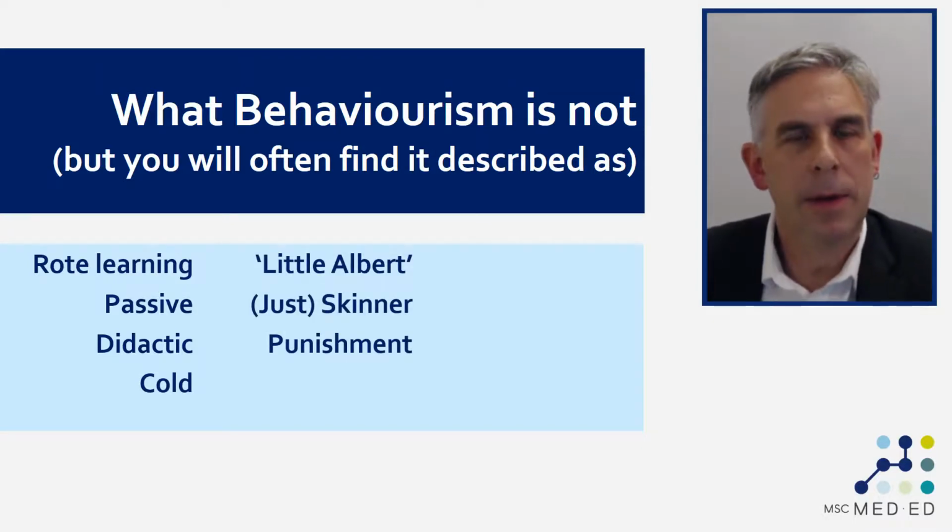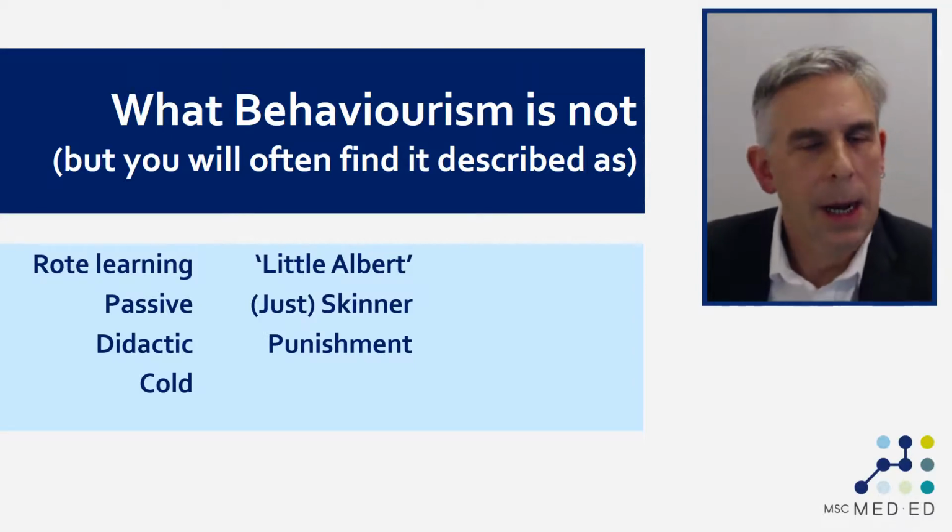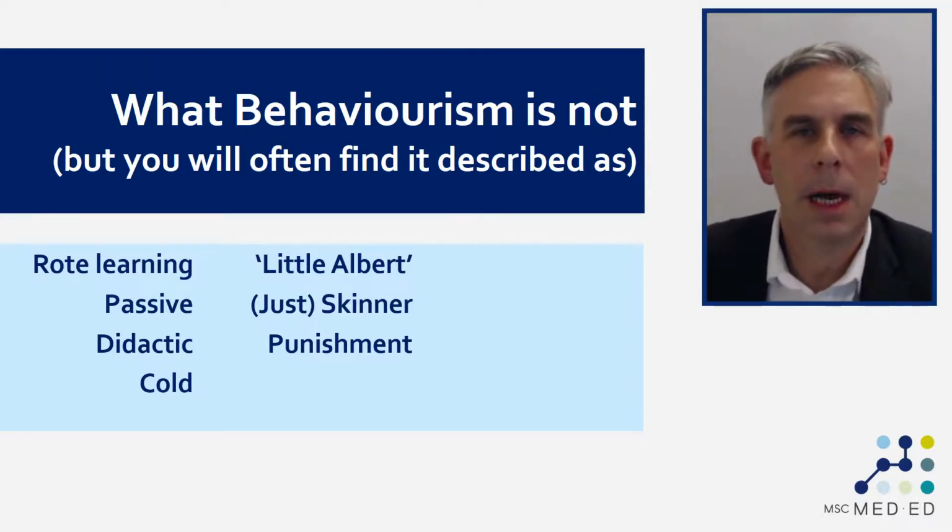There's a very famous experiment from the 1920s involving a baby called Little Albert. I won't give you the details except to say it wasn't a very pleasant experiment, but it's often used by people who are critical of behaviorism as evidence that behaviorism is not a very effective teaching technique or even a very moral teaching technique to use.